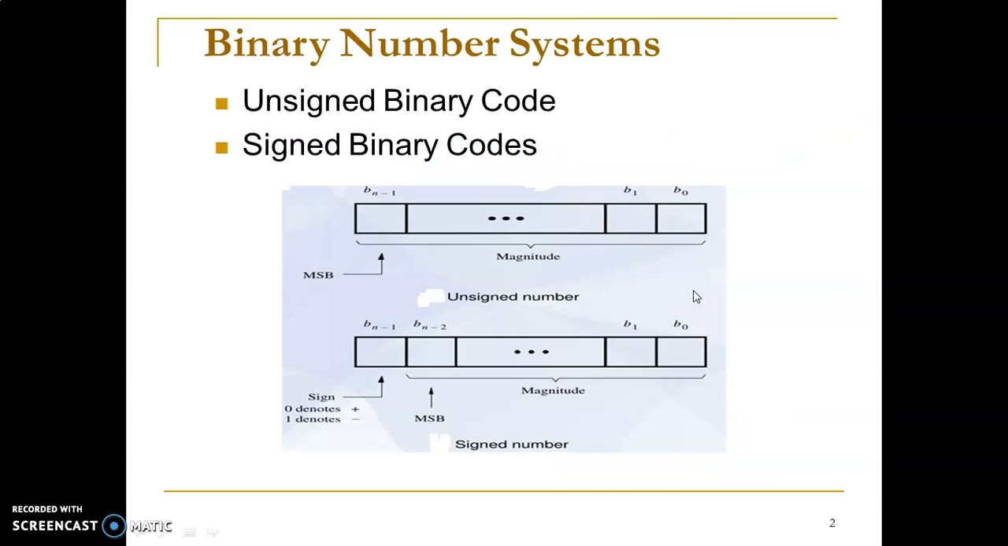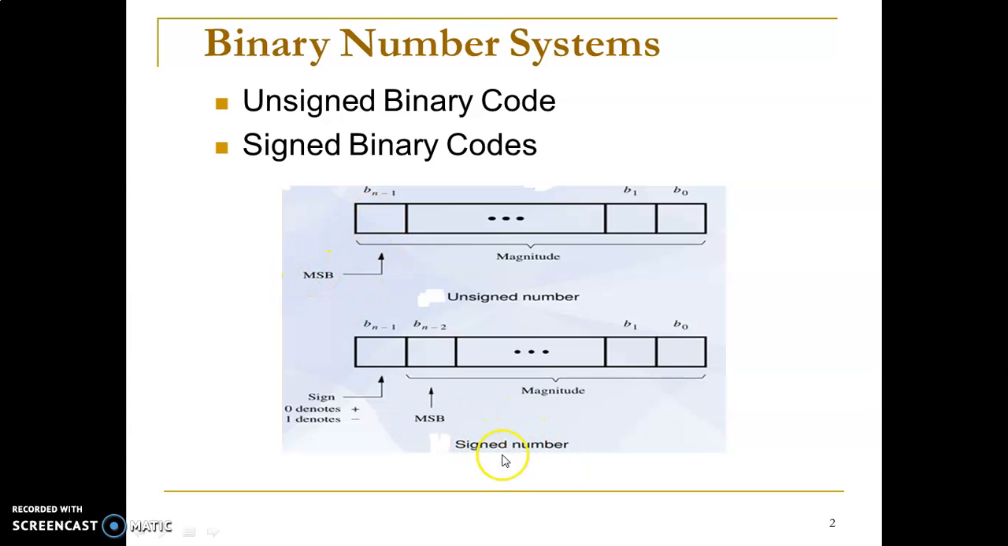Binary numbers can be represented in signed and unsigned way. Unsigned binary numbers do not have a sign bit, whereas signed binary numbers have a sign bit. The diagrammatic representation for an unsigned binary number is shown here in figure. All the n bits starting from b0 to bn minus 1 represent only the magnitude. There is no sign bit here. The leftmost digit represents the most significant bit.